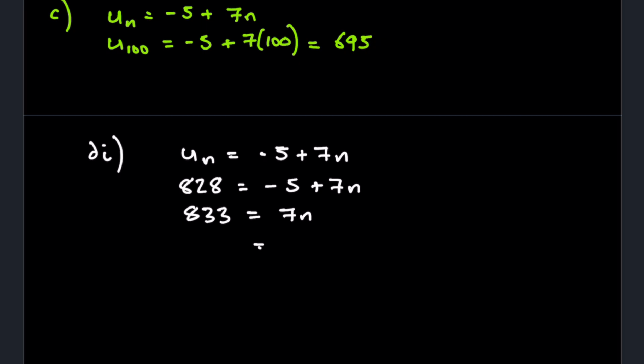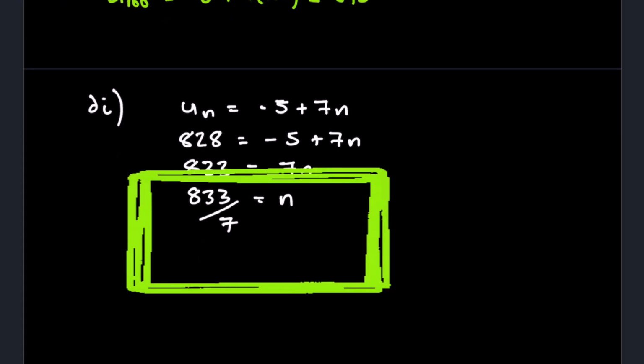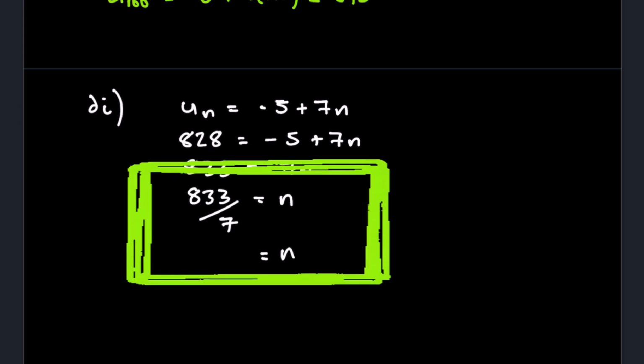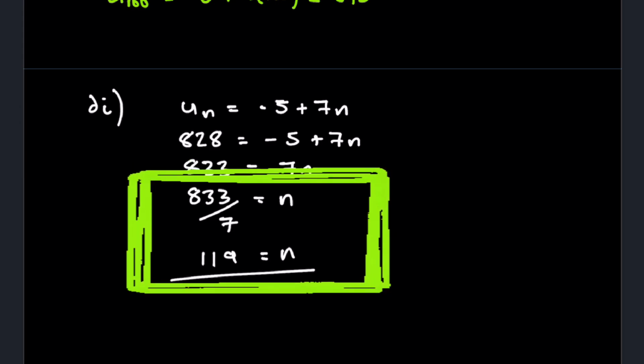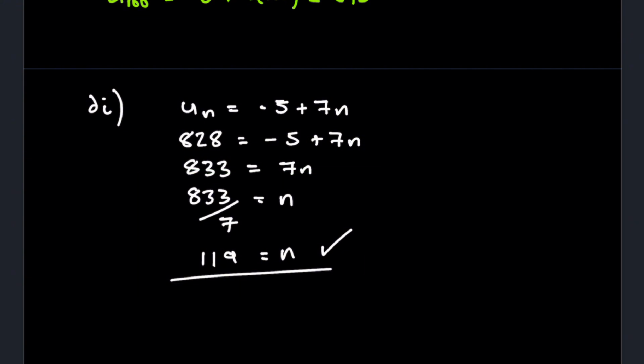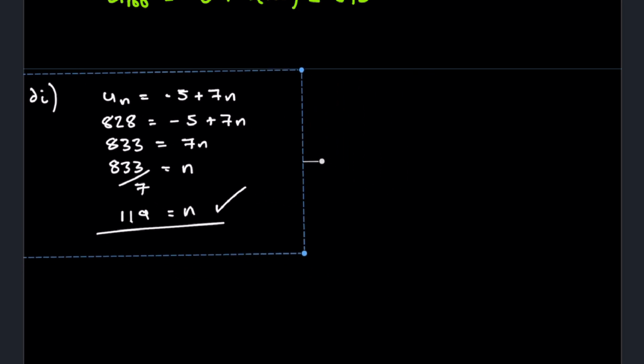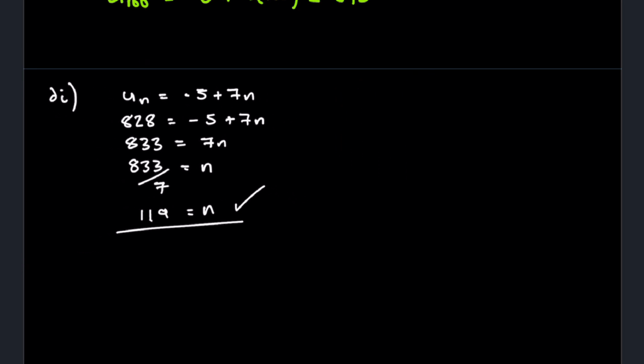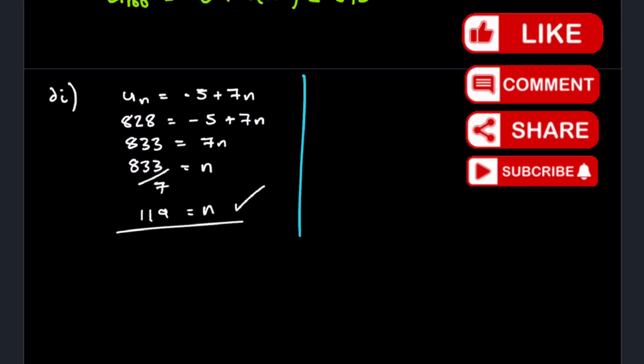And we just want to see if we can divide both sides by 7. And if it goes exactly, then we have an integer for n, which is exactly what we would want. When we do that on a calculator or just by long division, you will find that it's 119. So yes, that means that 828 is in the sequence. If that comes out to be not an integer, so like a fraction, then n cannot be a fraction because n is a term number. So it needs to be an integer. It cannot be a fraction.